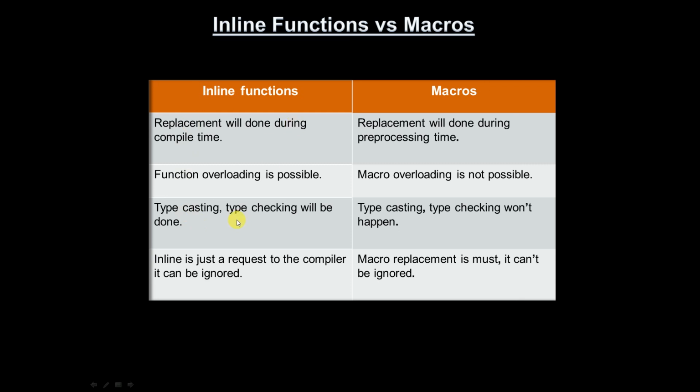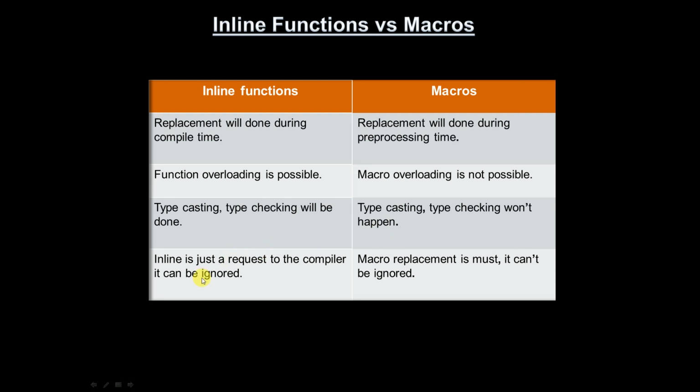In an inline function, typecasting and type checking will be done. This is one great advantage. What about macros? Typecasting and type checking won't happen. So that is the reason going forward, wherever we are using macros for small replacements, there you can use inline functions, or you can use lambda functions in the case of C++11.